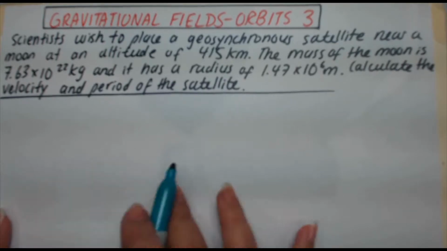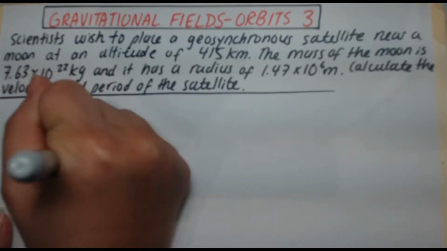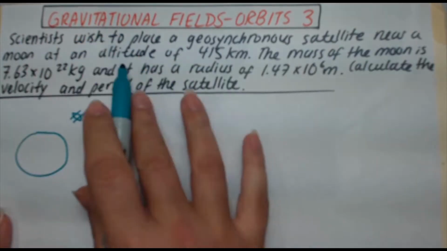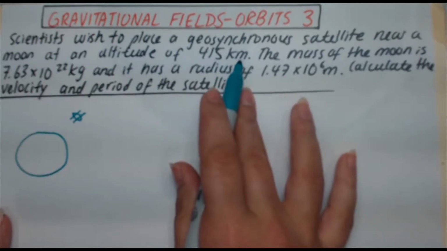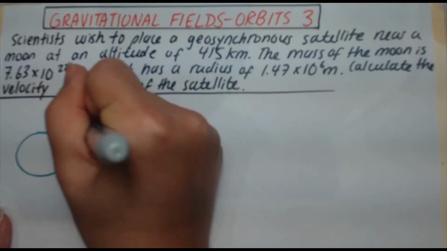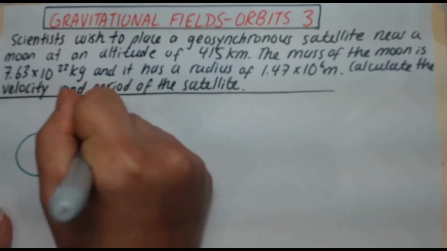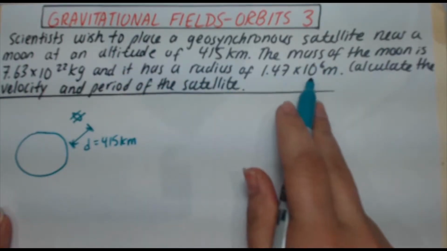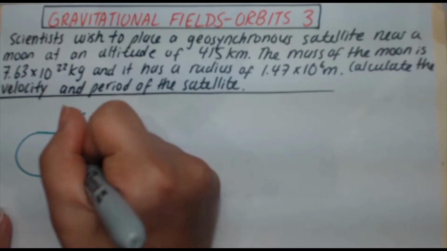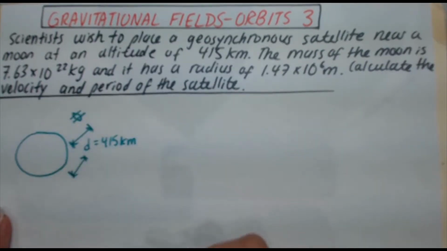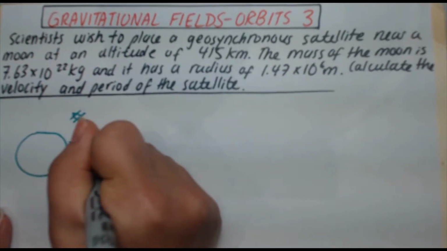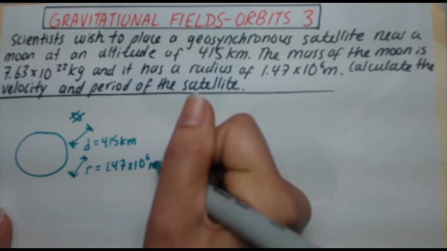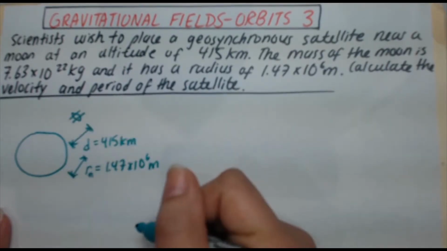So let's start off this problem by drawing a picture. We've got the moon, and nearby we've got a satellite. Now the question tells us that the satellite is at an altitude of 415 kilometers from the surface of the moon. So this distance right here, we can call it D, is 415 kilometers. We're also told the radius of the moon, it's 1.47 times 10 to the 6 meters. So that's the distance from here to here. Clearly this diagram isn't to scale, but that's okay. So this R is 1.47 times 10 to the 6 meters. Why don't we call this R sub m because it's the radius of the moon.